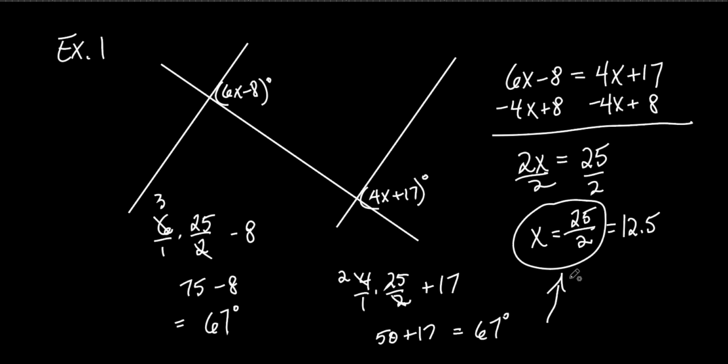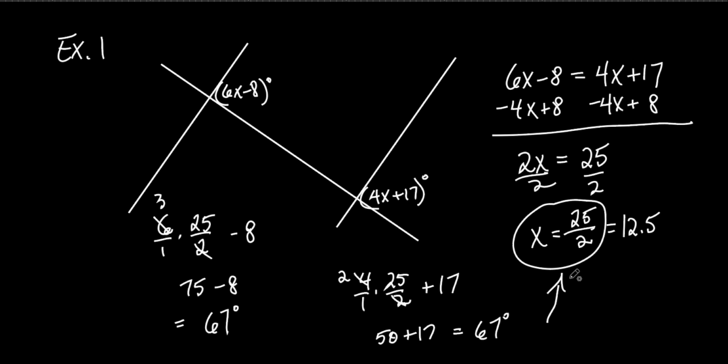Yeah. And they're going to do the same thing with the other ones. They'll do it with alternate interior angles. They'll do it with alternate exterior angles. And they'll do it with consecutive interior angles. But what do you do with consecutive interior angles? You don't set them equal to each other. You add them up and set them equal to 180. Right. Everybody good with that?